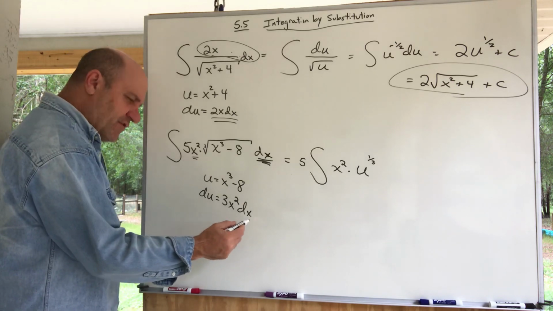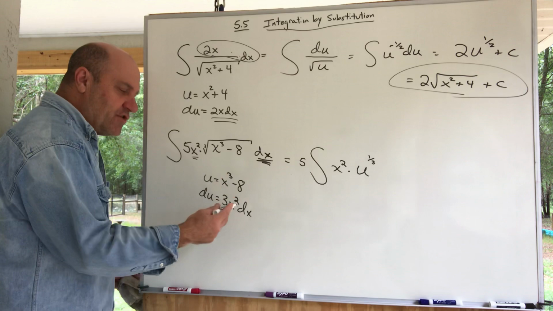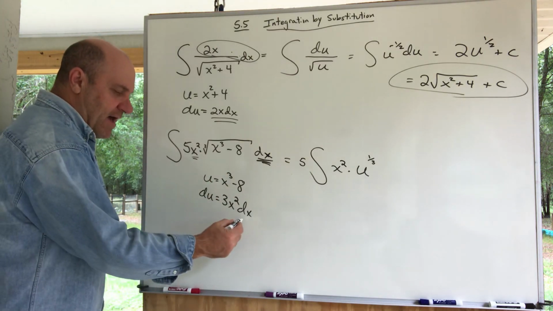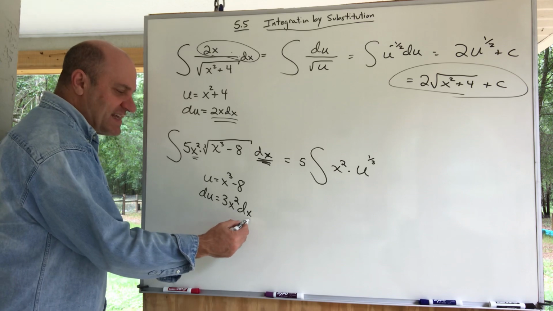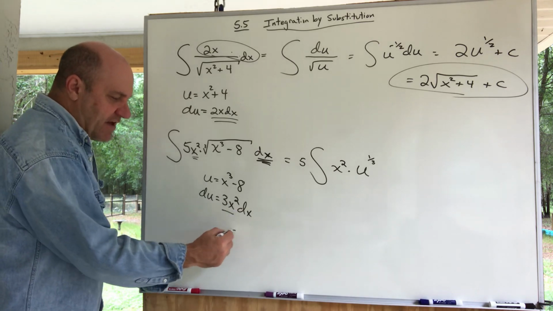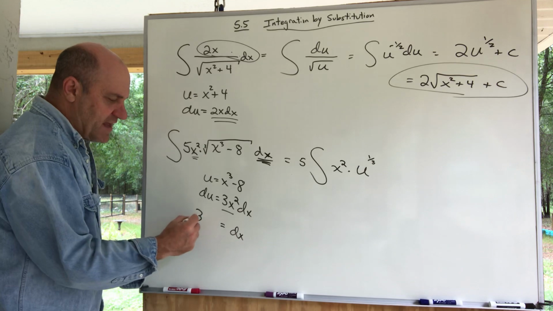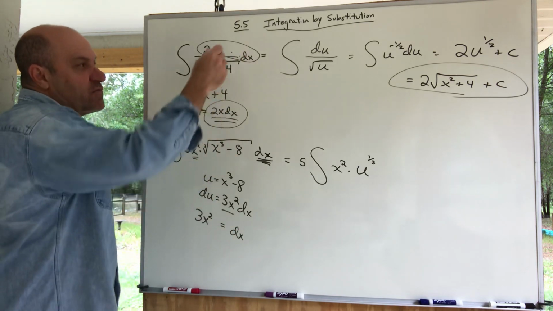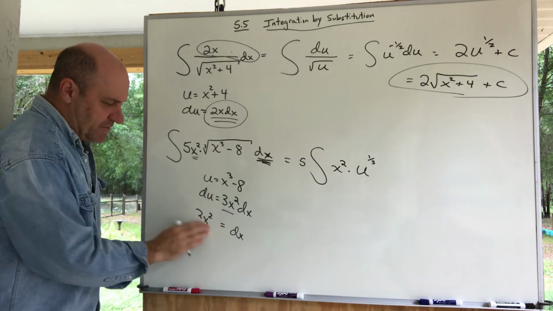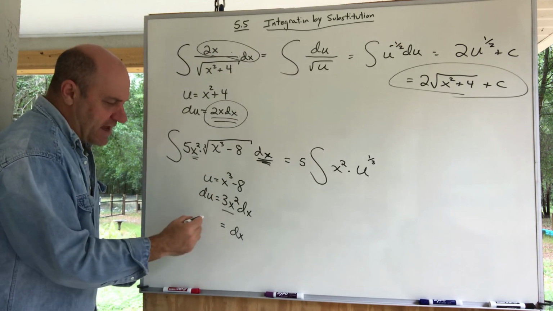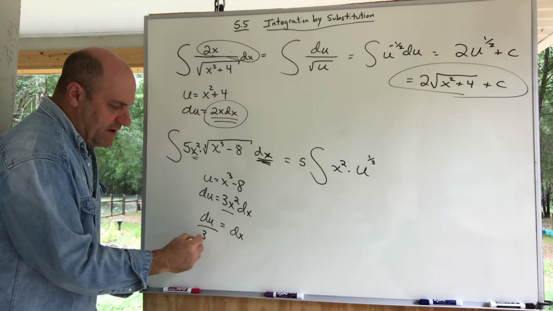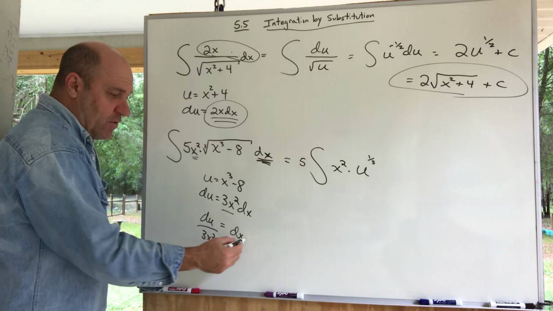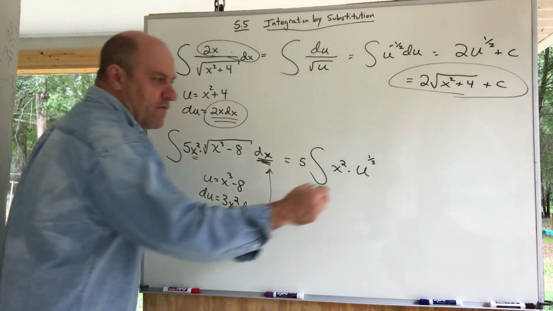You can do this a couple ways. You can manipulate and do your algebra a couple of different ways that work. What is dx? If I divide by 3x squared, du over 3x squared is dx. I didn't do that last time because I saw the 2x dx and just replaced it. But this time, I'm going to divide by 3x squared. If I replace dx with what it is, it's du over 3x squared.